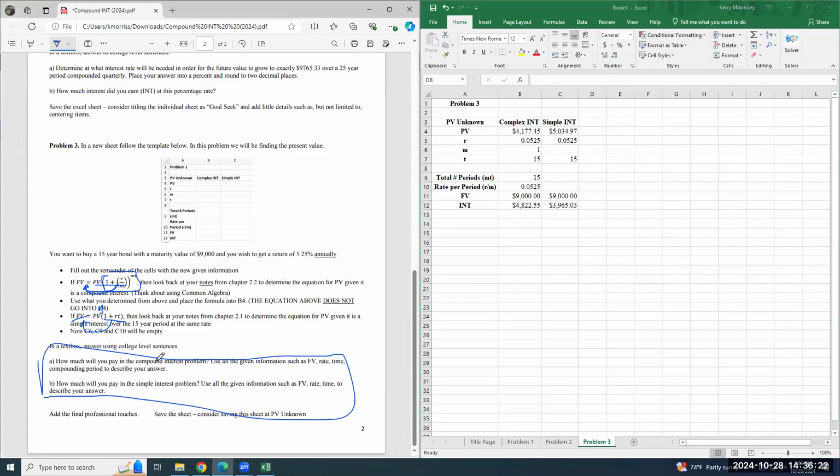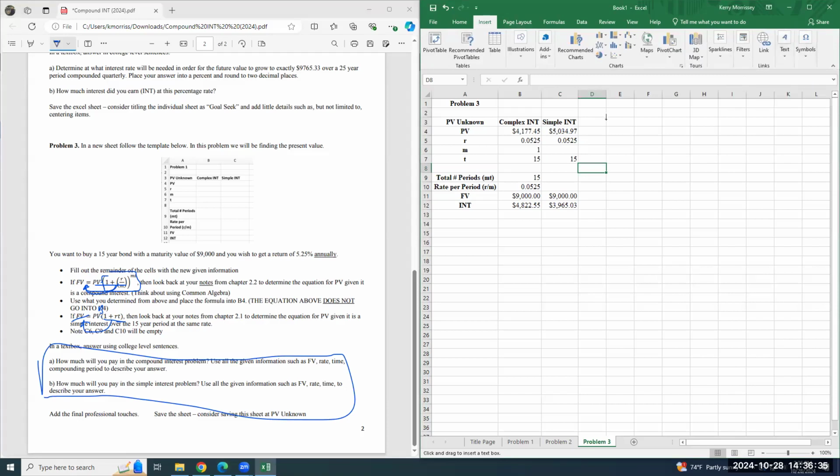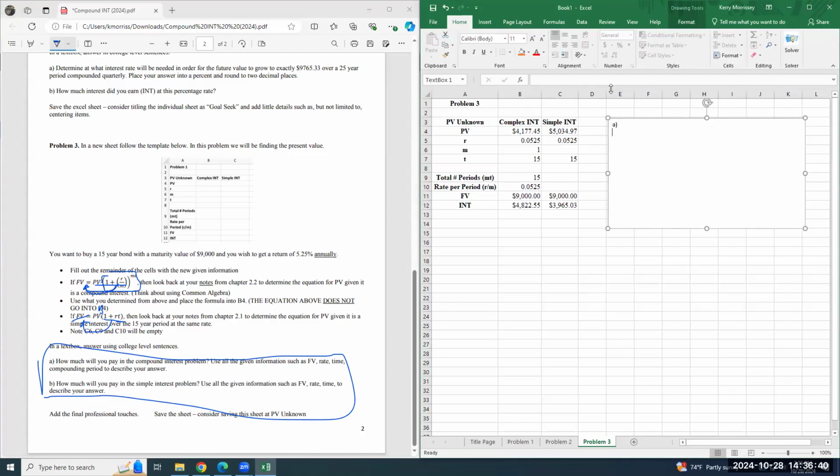So it says, how much will you pay in the compound interest problem, given the future value, rate, and time, to achieve your answer? Same thing with your simple interest. So make sure that we just write full sentences given what we have just performed. So A, how much will you pay in the compound interest problem? B, how much will you pay in the simple interest problem?